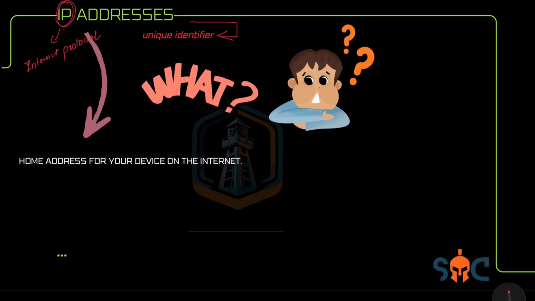Just like your home address helps the postman deliver letters, an IP address helps data packets reach the correct device on a network or the internet. Without IP addresses, devices would not be able to communicate with each other.